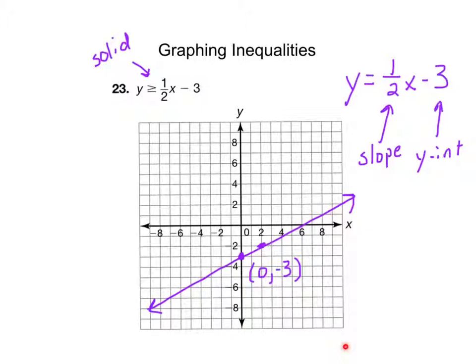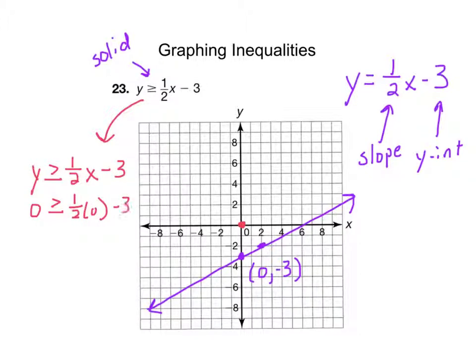Which of these points is the most basic point possible? 0, 0 is pretty darn basic. It's the origin, you have zeros. So what you do is you take this inequality and you just substitute in 0, 0. So you get 0 is greater than or equal to 1/2 times 0 minus 3. What's 1/2 times 0? 0. So 0 is greater than or equal to -3. Is that true or false? True. 0 is greater than or equal to negative 3.